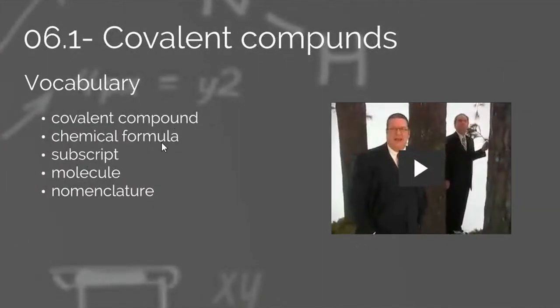Now, here's the vocabulary that we'll be going over. You'll be more familiar with this after we finish this video. So, those vocabulary terms are covalent compound, a chemical formula, subscript, molecule, and nomenclature. And then, as a bonus on here, I have a clip that I want to show you.